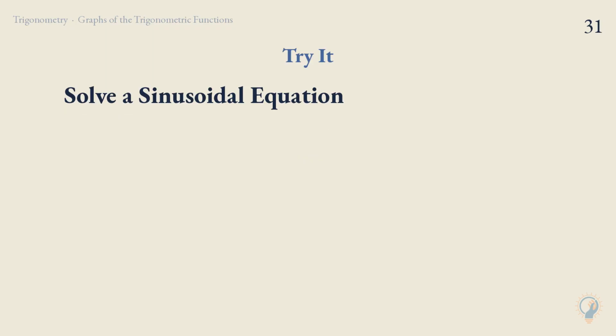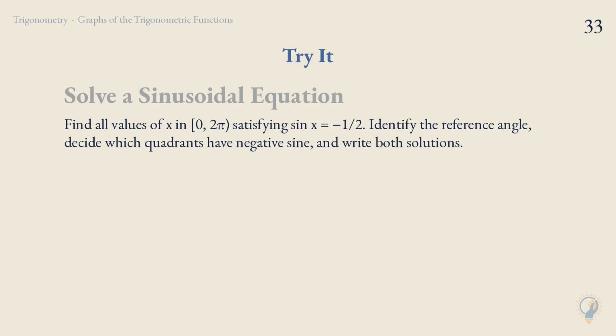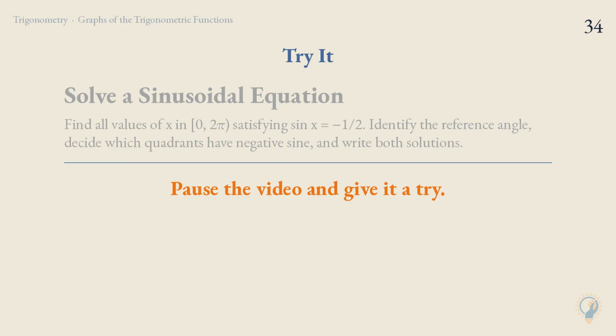Try it. Solve a sinusoidal equation. Find all values of x in the interval from 0 to 2 pi, not including 2 pi, that satisfy sine of x equals negative 1/2. Identify the reference angle, decide which quadrants have negative sign, and write both solutions. Pause the video now and give it a try.